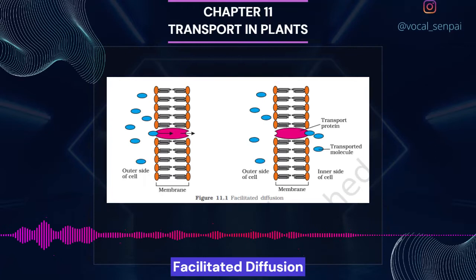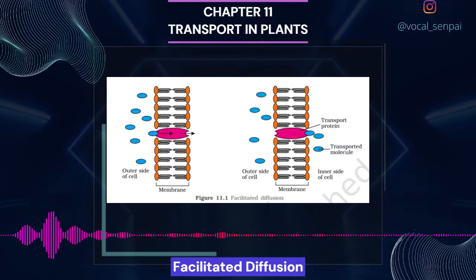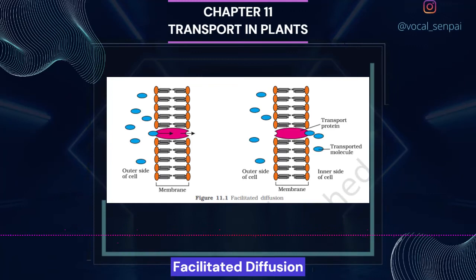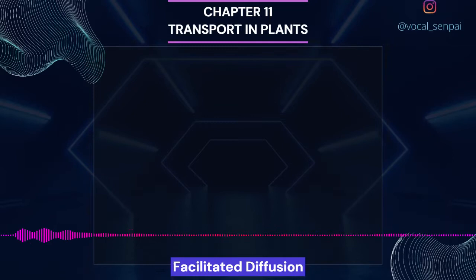The porins are proteins that form large pores in the outer membranes of the plastids, mitochondria and some bacteria, allowing molecules up to the size of small proteins to pass through. Figure 11.1 shows an extracellular molecule bound to the transport protein. The transport protein then rotates and releases the molecule inside the cell. Example, water channels made up of 8 different types of aquaporins.